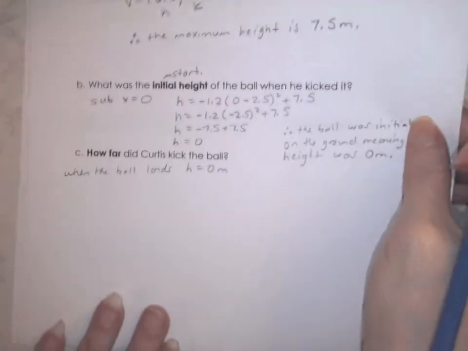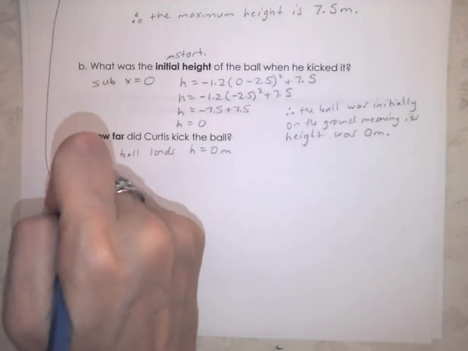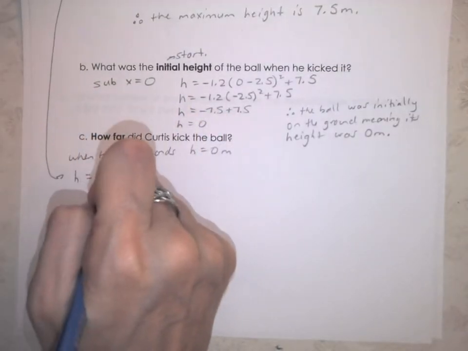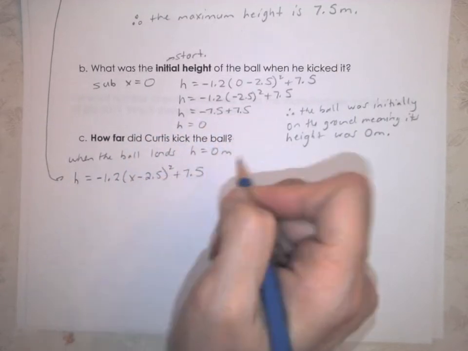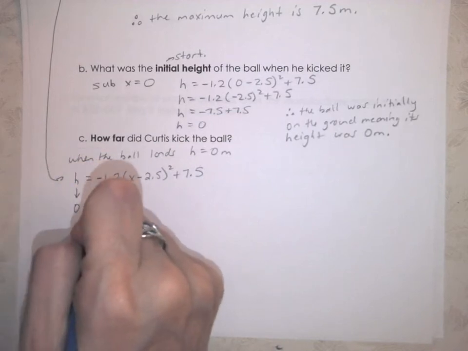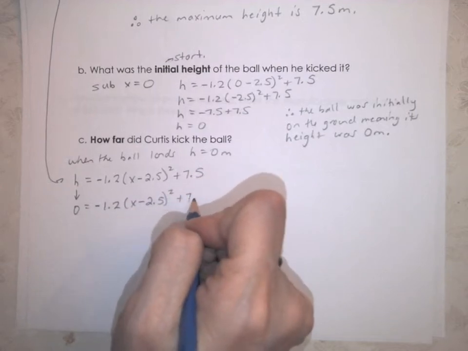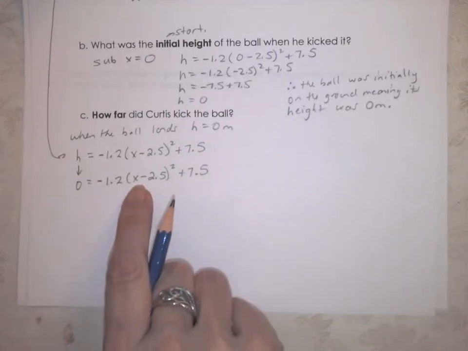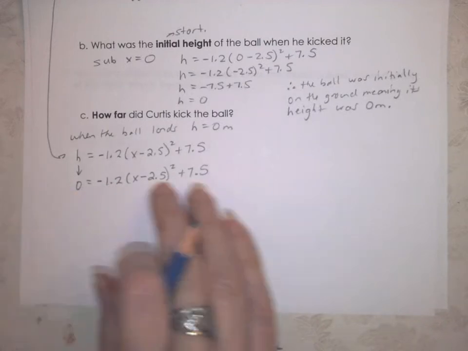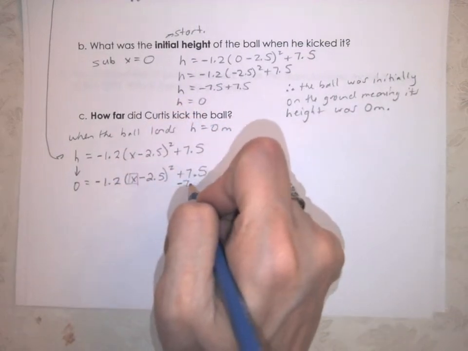So if we have our vertex form, I'm bringing down our vertex form. Height equals negative 1.2 times x minus 2.5 squared plus 7.5. We can replace h with 0, and it turns out that x is our only unknown that we want to solve for. Okay? And when x is only in one spot in the equation, we learned in grade 9, if we're trying to get x by itself, we can use reverse BEDMAS. So the first thing I would want to do to both sides when I'm trying to get x by itself is subtract this 7.5.